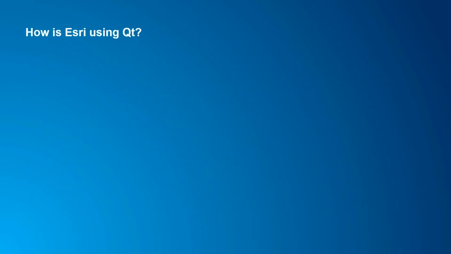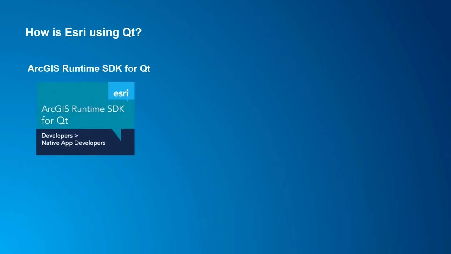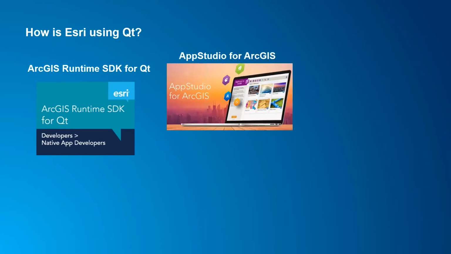What are some of the other ways that Esri is using this powerful Qt technology? Well, as we're going to talk about, the ArcGIS Runtime SDK for Qt is a developer API for building great, rich, out-of-browser native applications for many different devices.